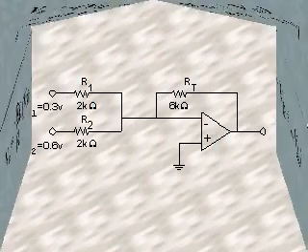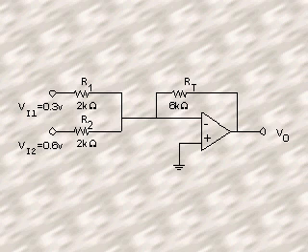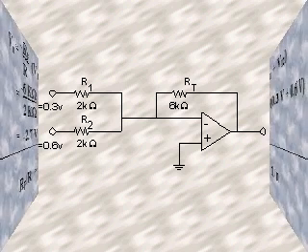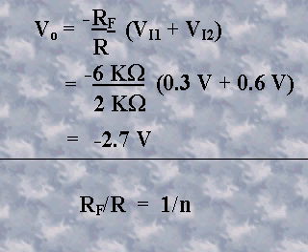For example, determine the output voltage in the summing amplifier now shown if R sub F equals 6 kilohms and R1 and R2 equal 2 kilohms. Since the output voltage is equal to minus the feedback resistance divided by the resistance of one of the equal input resistors times the sum of all the input voltages, the output voltage in this example is equal to minus 2.7 volts. Let's now discuss the averaging amplifier.